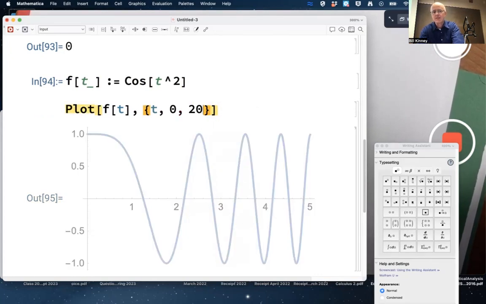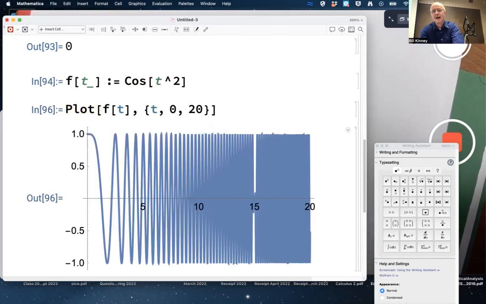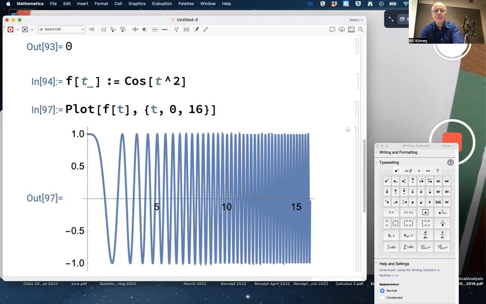Gets even wilder. Actually, and also inaccurate near 15. That's not very accurate. It's oscillating faster and faster because t squared is growing faster than t does. And the graph is concave up, in fact. It's making the oscillations come faster and faster.